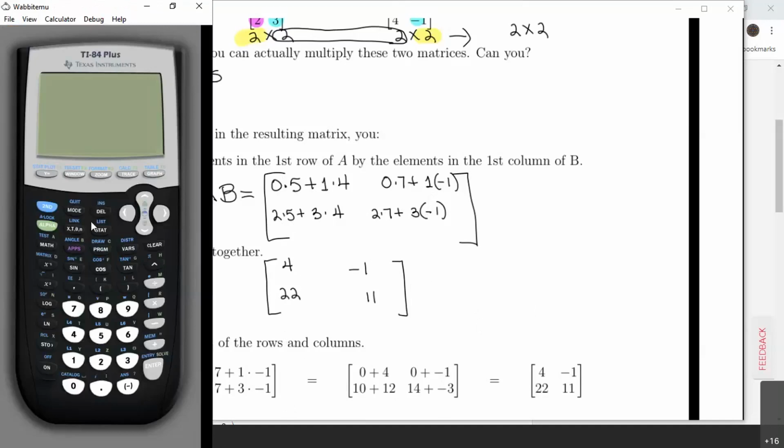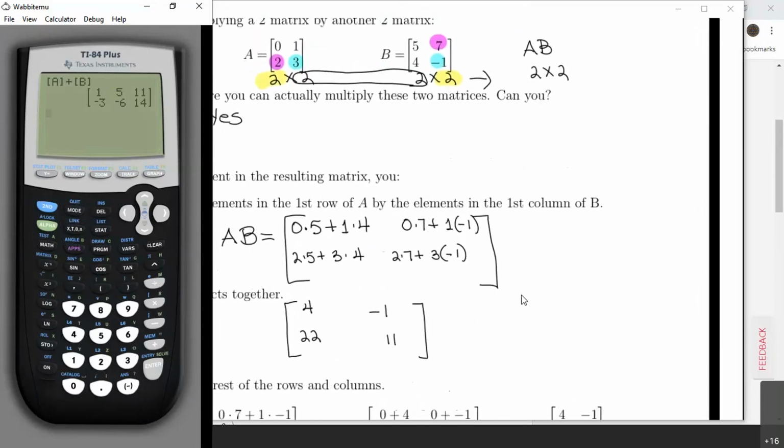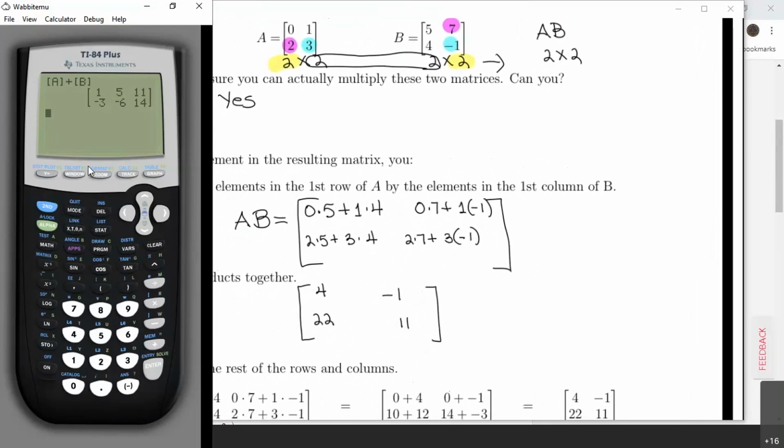Okay, so my TI fell asleep, so I'm going to turn it on. All right. I want to get rid of what I have in matrix A and B because they're totally different sizes. You can see that here on my screen, totally different sizes than what I had before.